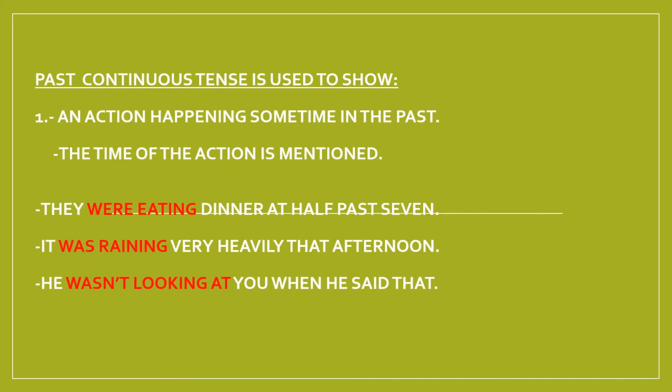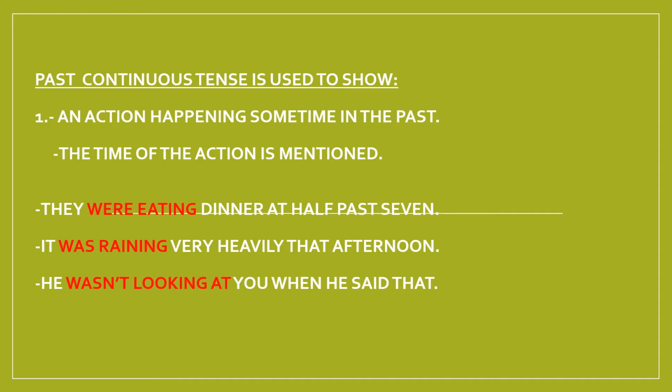The past continuous tense is used to show an action happening sometime in the past. An action was in progress at the moment of speaking, but in the past. The type of action is mentioned. Let's see. They were eating dinner at 7:30. So, the action of eating was in progress at the moment of speaking, but in the past. And the action and the time of the action is also stated: 7:30.